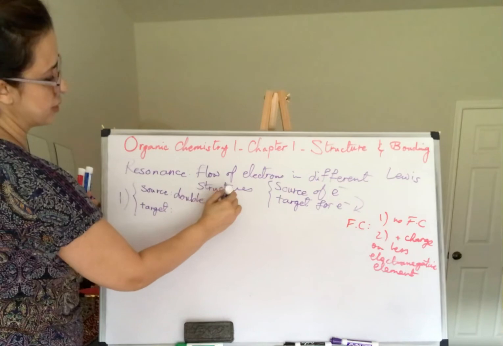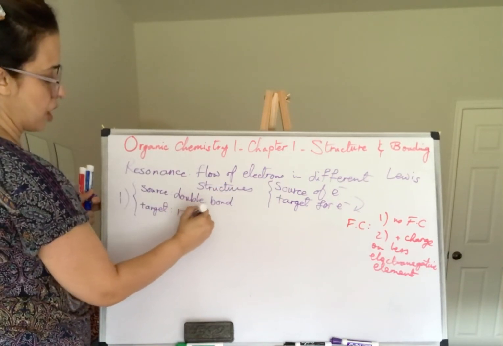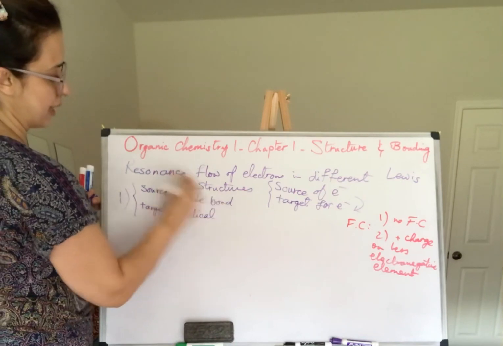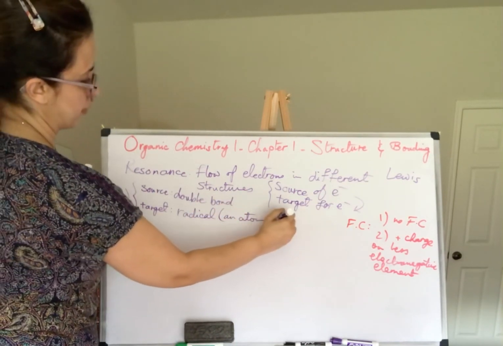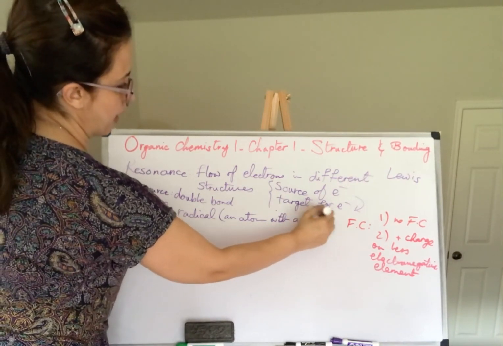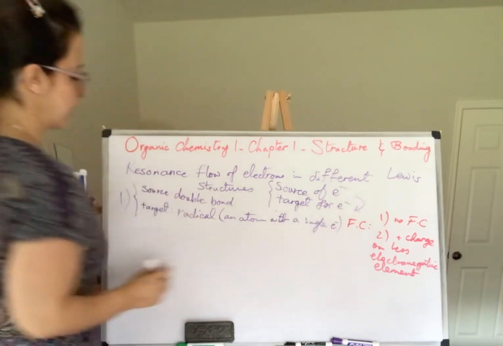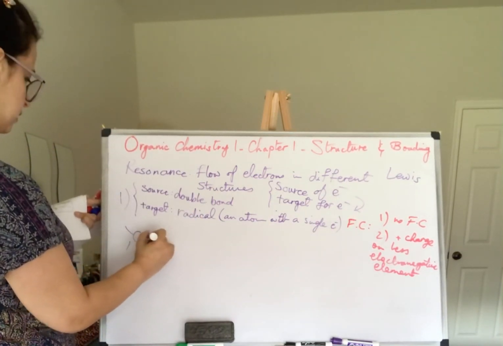Okay. Double bond is your source again, and target is a radical. What is a radical? It is an atom with a single electron, not a lone pair. It's just one single electron. So let's work on what we have on page 6.